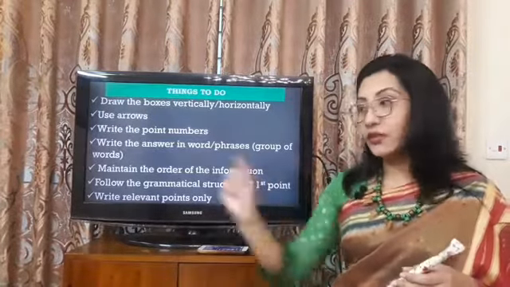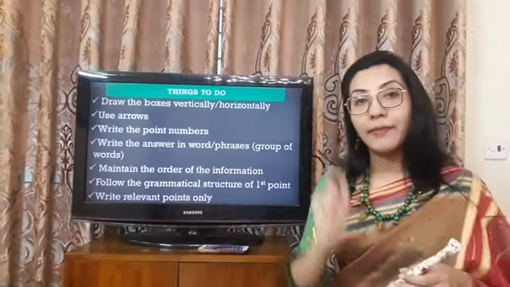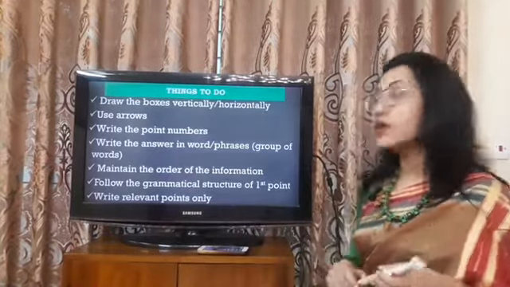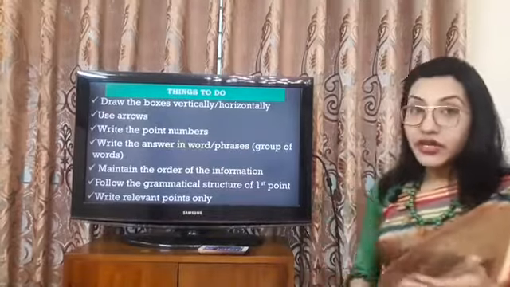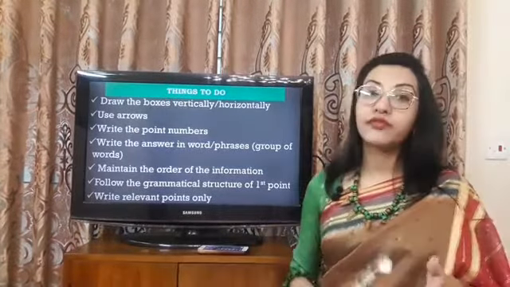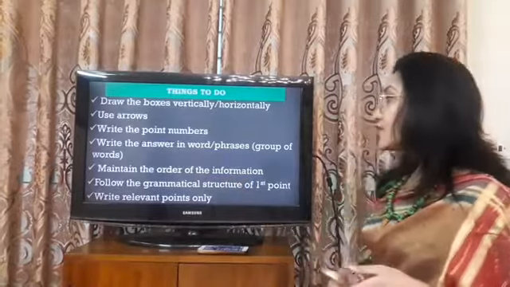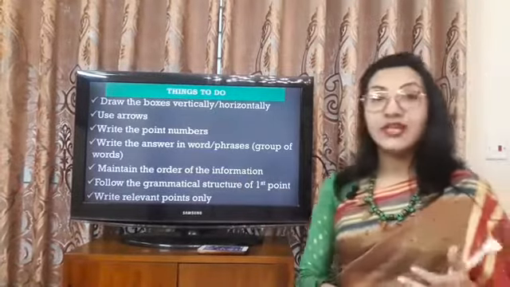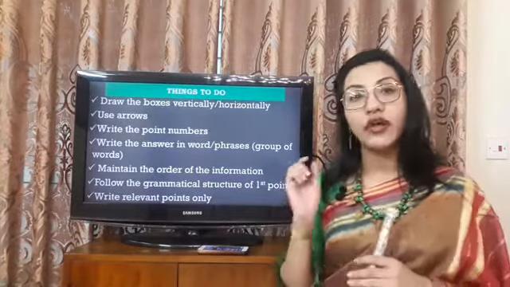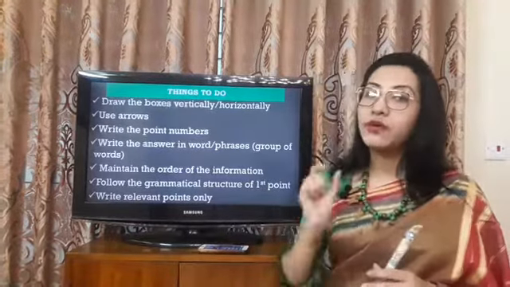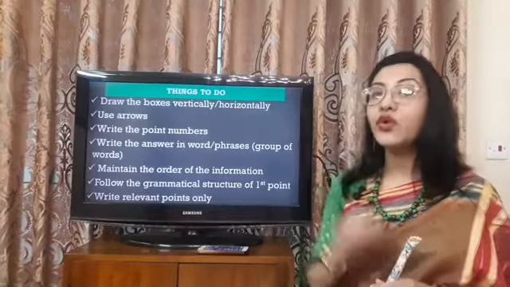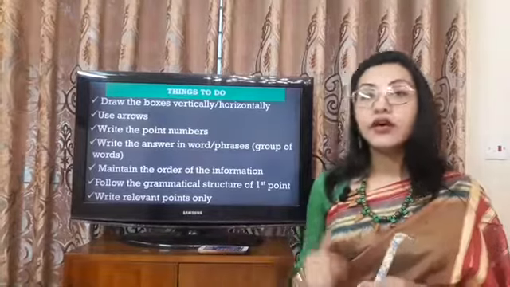In between the boxes, আমাদেরকে অবশ্যই কি করতে হবে, একটা arrow mark দিতে হবে। Write the point number. There will be 6 boxes, so we have to write 1, 2, 3, 4, 5, 6. Write the answers in words or phrases, group of words. যে অ্যান্সারটা আমরা লিখবো সেটা হয় ওয়ার্ডে হবে অথবা ফ্রেজে হবে, কখনোই সেন্টেন্স লেখা যাবে না। নাও হোয়াট ইজ ফ্রেজ?